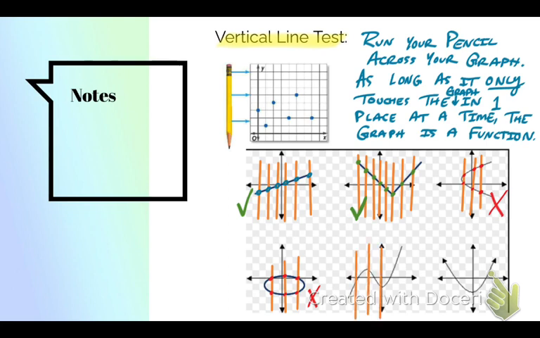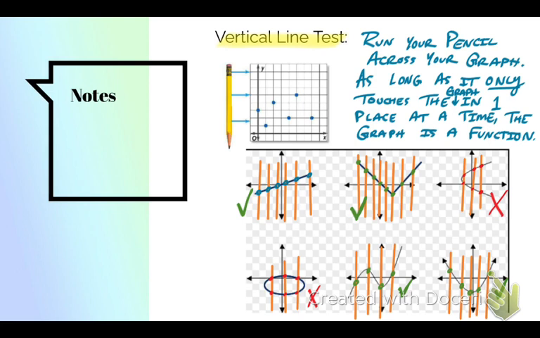These last two look to be good to me as I think about running that pencil across the graph. It's only touching in one place, one place, one place, one place. So yes, that is a function. Here, it's only touching in one place at a time. Yes, that is a function. So you can actually take your pencil and just slide it across your iPad screen as you look at these and how each one of these is only touching that vertical line in one place. So this is a quick little shortcut if you have the graph of a function to figure out, okay, is this a function or not, based on how many times that line crosses our vertical line or our pencil.